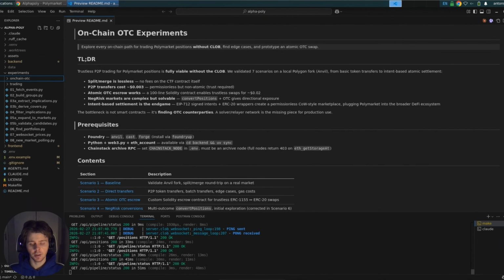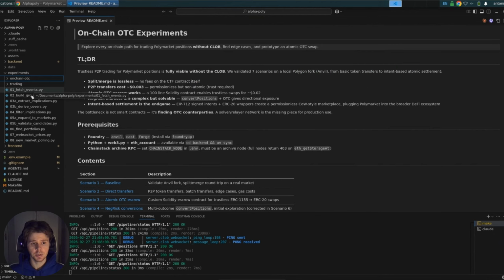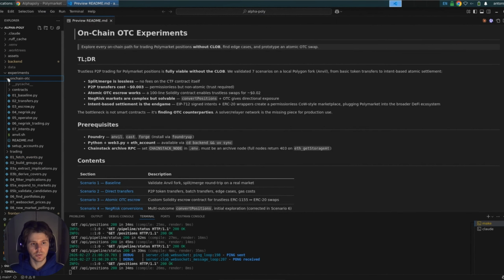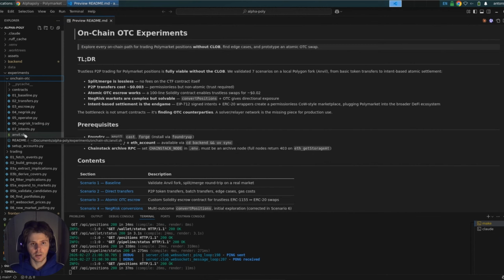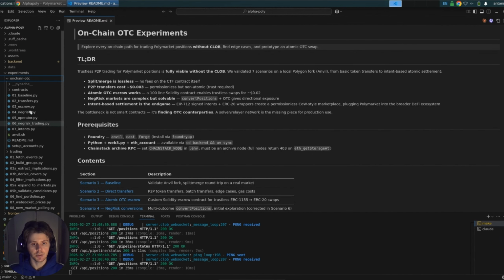One more useful thing which you can find in our project is a folder called experiments. This folder contains standalone isolated steps which we use in the pipeline in the backend of the application. Also, an interesting folder for you might be on-chain OTC. It contains a script for creating a local fork for Polygon and scripts for testing on-chain operations, contracts, different scenarios.